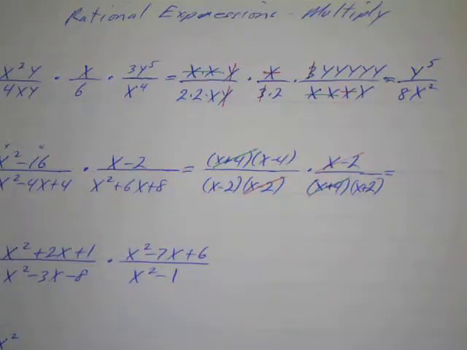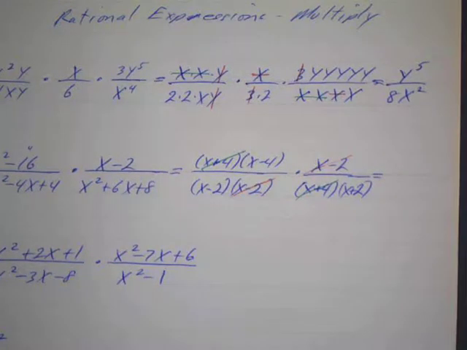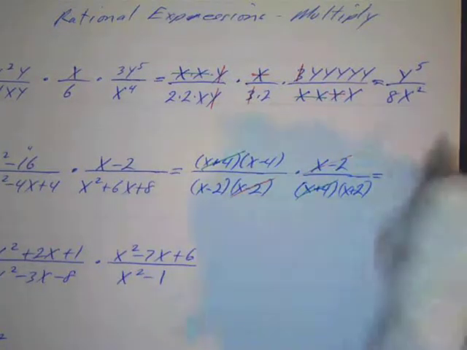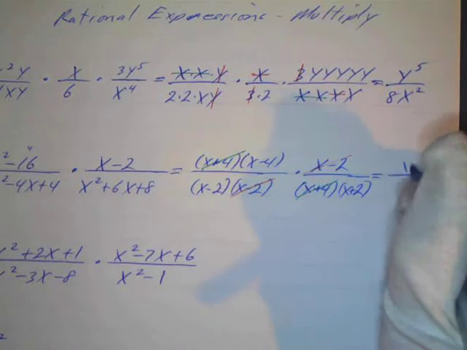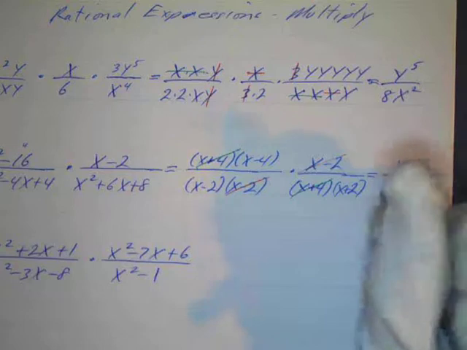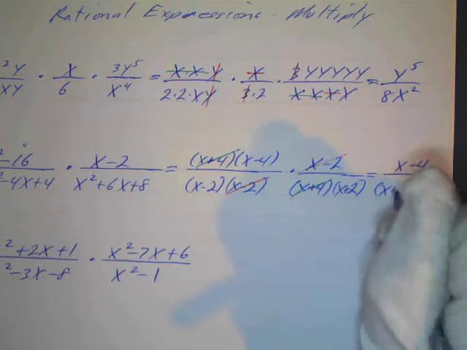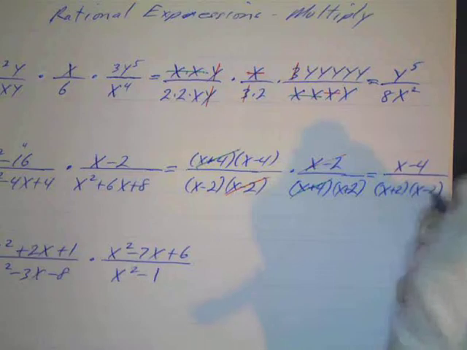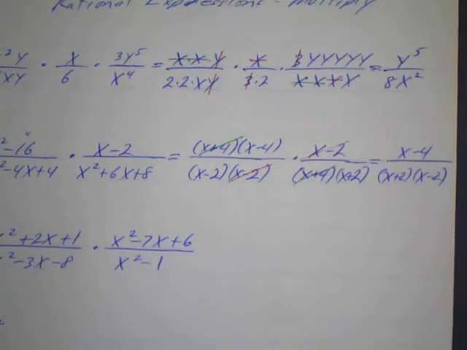And that's it. I don't have any more x minus 4s on the bottom. So up on the top I have, so this will be my answer, x minus 4 on the top. And on the bottom I've got these two, x plus 2 times x minus 2, x plus 2, x minus 2. And that's what you've got. Okay?